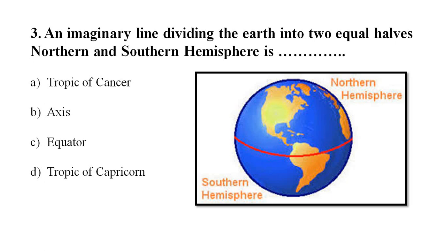Students, your third question is, an imaginary line dividing the Earth into 2 equal halves, northern and southern hemisphere, is dash. Your options are A. Tropic of Cancer, B. axis, C. equator, D. Tropic of Capricorn. And your right answer is option C, equator.